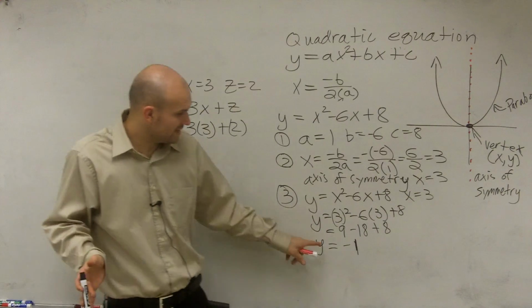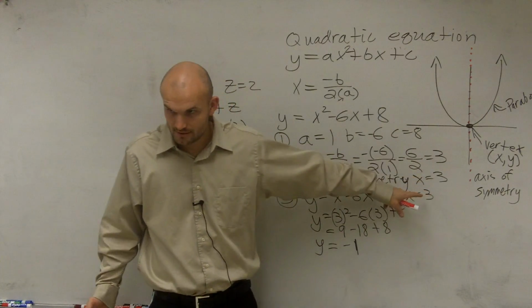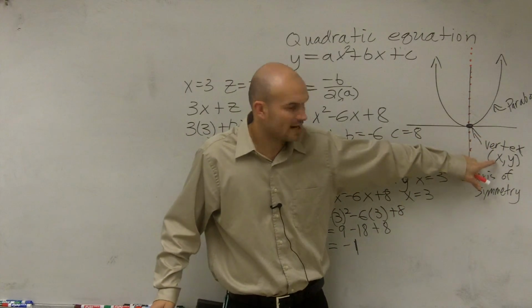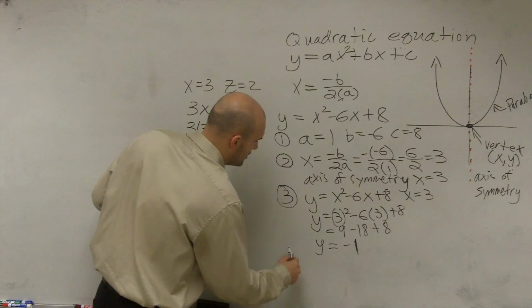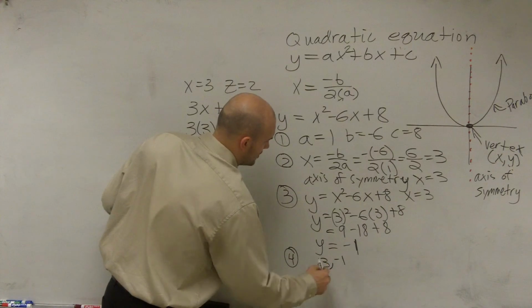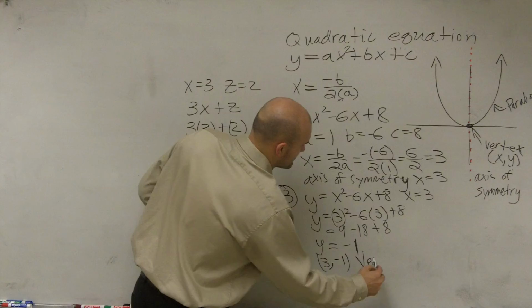So now we know what y equals, and we know what x equals, right? What do we need to know for the vertex? All we need to know for the vertex is what x equals and what y equals. So for number 4, you say x equals 3 and y equals negative 1. That's step 4, which is your vertex.